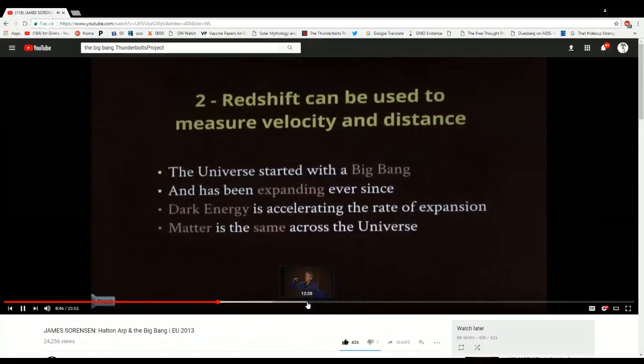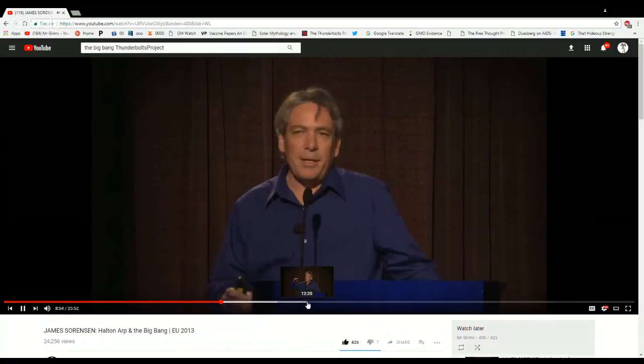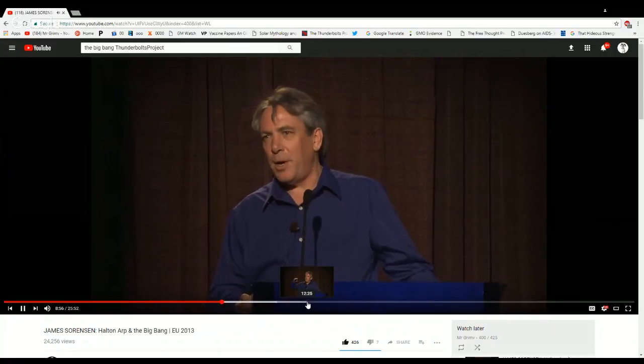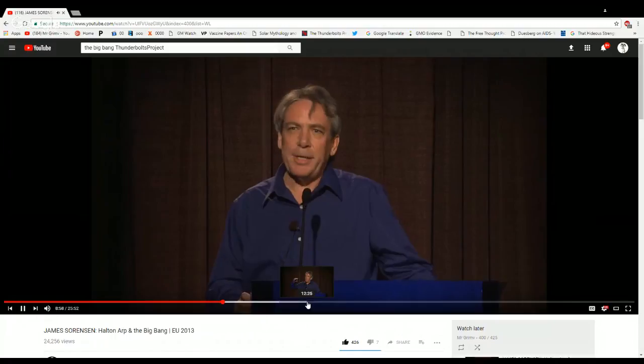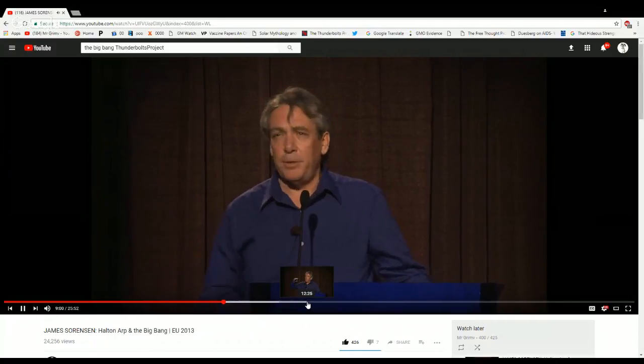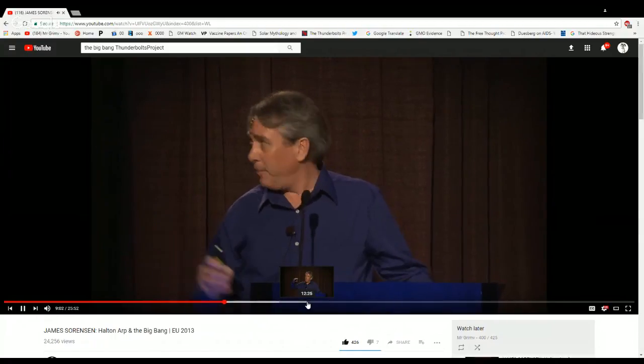But there's another idea which I felt never really was covered adequately in these conferences, and that's the idea that redshift can be used to measure velocity and therefore can be used to measure distance. So when you hear that a galaxy or a quasar or some object has been found that's 100 million light years away, this is the method they're using to measure that.